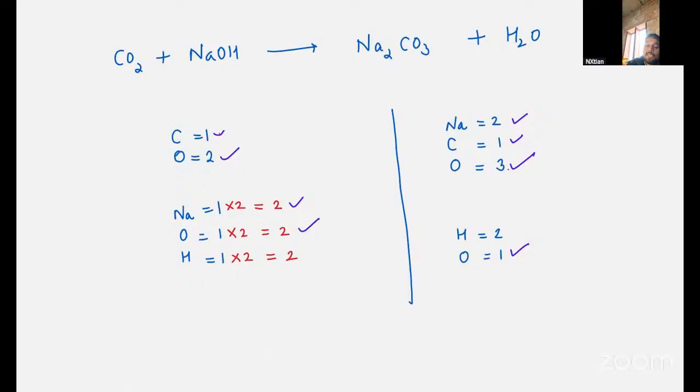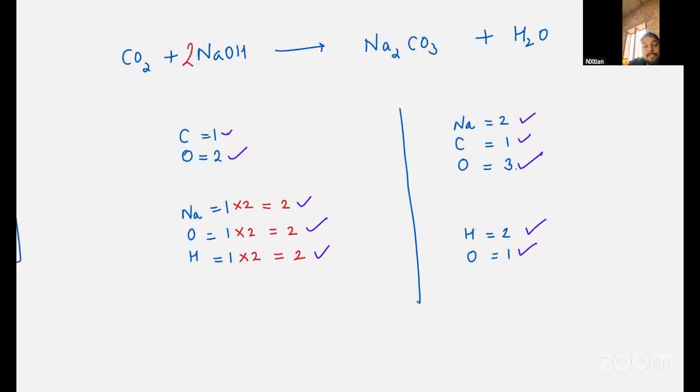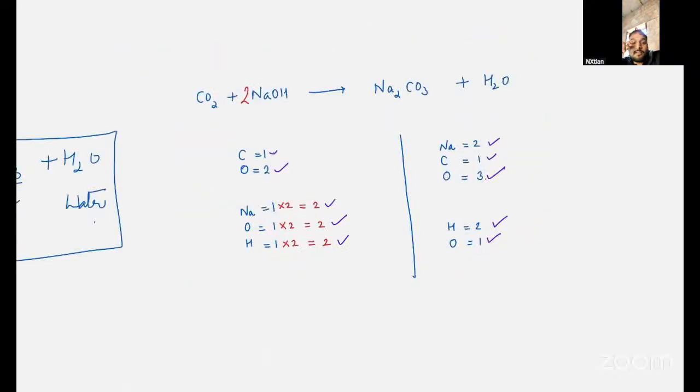Jashwan, how many H are there? 2, sir. And how many H are there? 2, sir. So all are balanced. So it means that where I multiply by 2 in this compound, in front of this I will write 2 like this. Got it? So it's going to be like this. All are balanced.